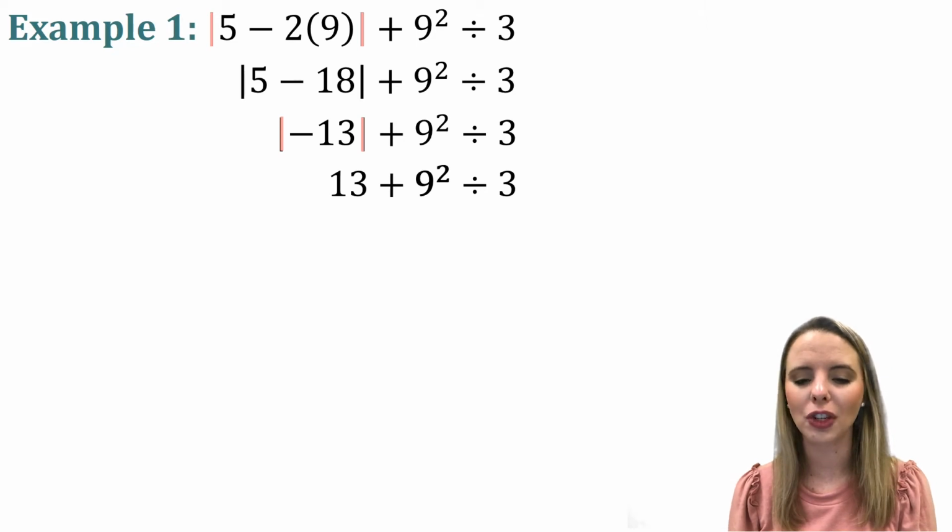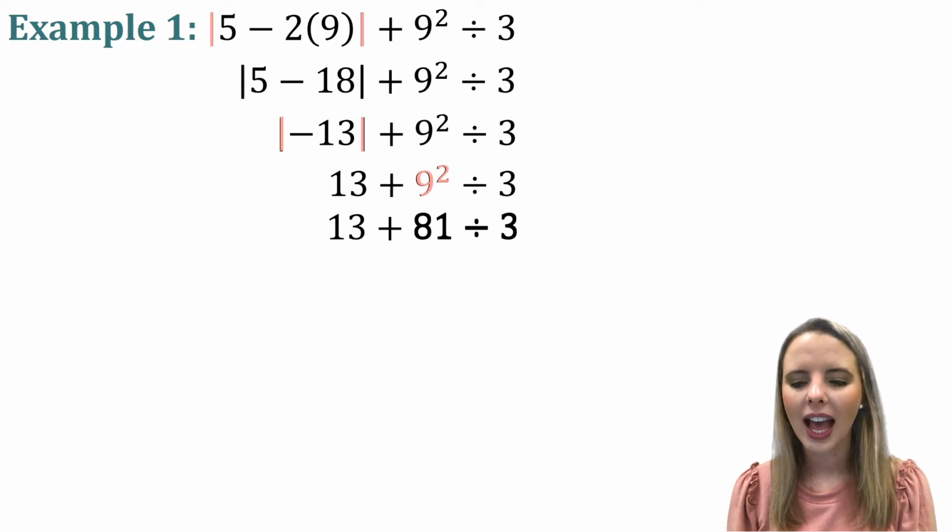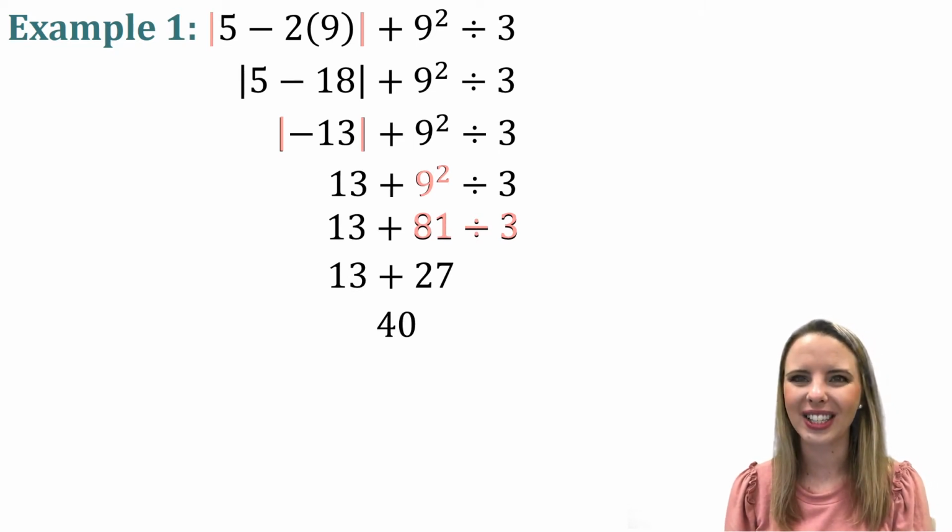Now we need to move to exponents. Do we see any exponents? Yes, we see 9 squared. 9 squared is 81. So now we have 13 plus 81 divided by 3. 81 divided by 3 is 27. And lastly, 13 plus 27 is 40.